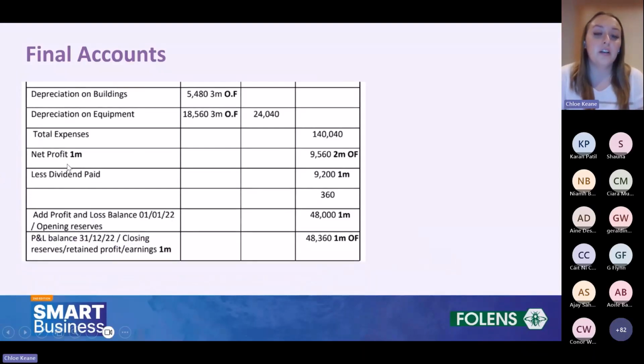Same thing here with net profit. The actual figure got the marks, but so did the heading net profit. And then I suppose just to be aware that they are allowing for opening reserves or profit and loss balance on the 1st, and the same thing with closing: they allow retained profit, retained earnings, or the profit and loss balance on 31st as well.